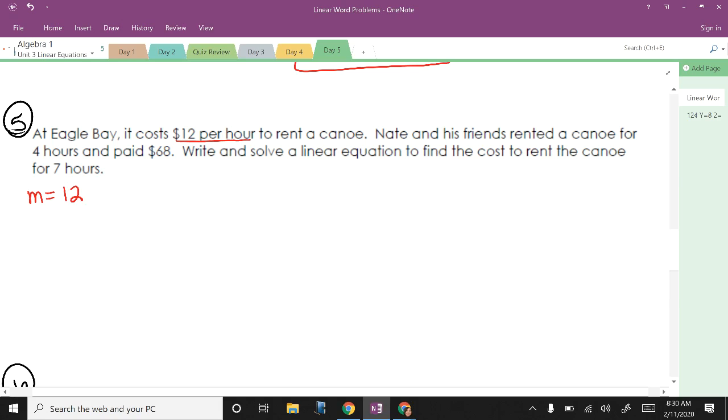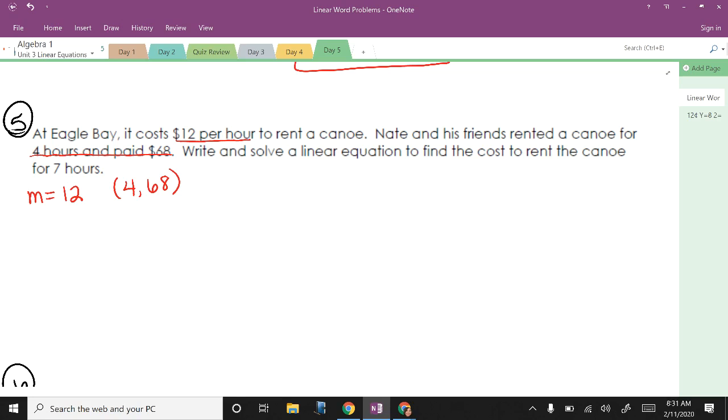Nate and his friends rented a canoe for 4 hours and paid $68. Now, it didn't tell you how much it cost originally to rent a canoe, so it didn't tell us a B. So what do you think that 4 hours and $68 is? An X and a Y, which is an ordered pair. Y'all see that? So this time they're giving us a point and a slope.